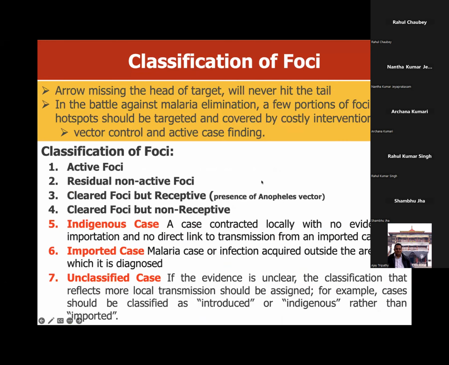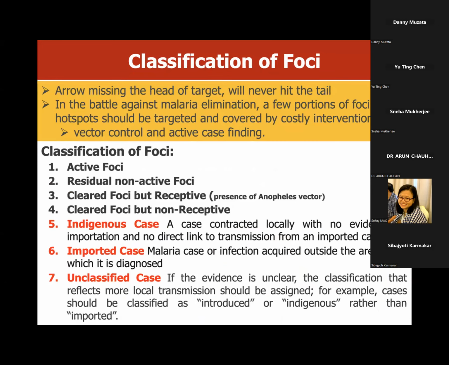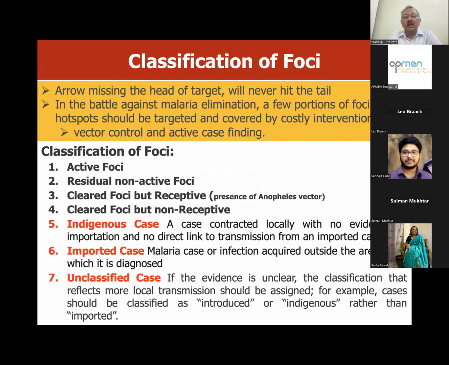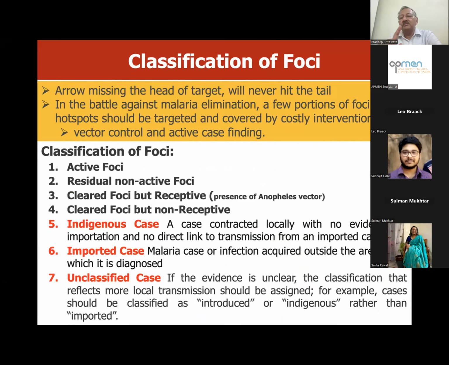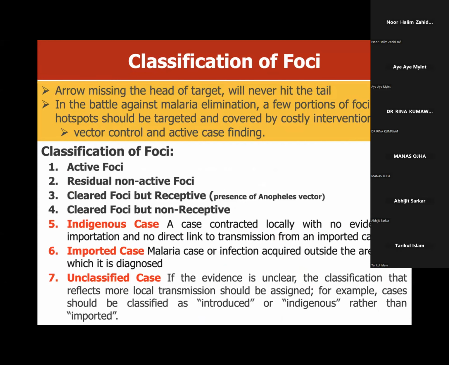Now, when we do this kind of analysis, we will land up in such a situation. When we land up in such a situation, please make it a point. An important slogan is that if the arrowhead is missing the target, if you are hitting with the arrow and the arrowhead is missing the head of the target, you will never be able to hit the tail. So you will never be able to reach the end, basically.